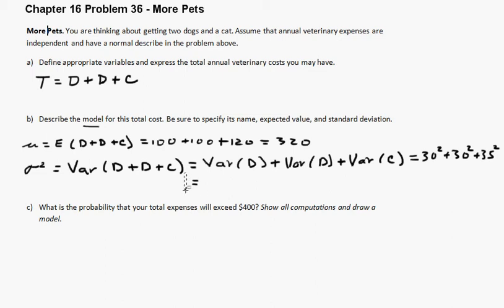Okay, so the standard deviation is just the square root of the variance, so the square root of 30 squared plus 30 squared plus 35 squared. You can type this in. You could have typed it in over here and found the value. I'm just being lazy or theoretical. So that's going to be, I get $55. Alright, so now we have the model.